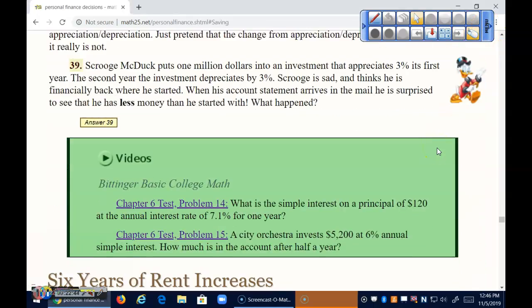Okay. Any more simple interest requests? I can do more of them if you want.